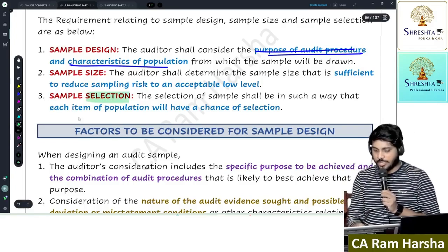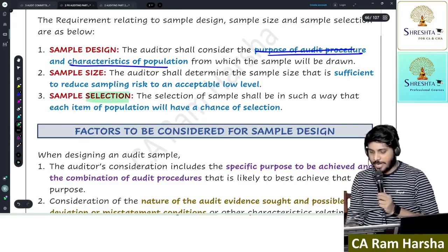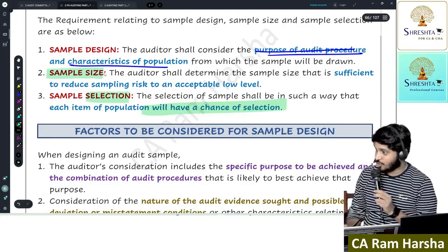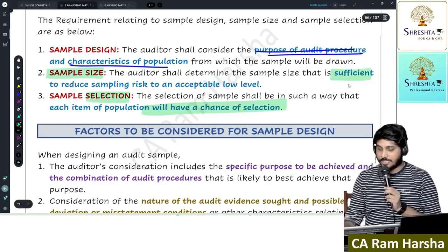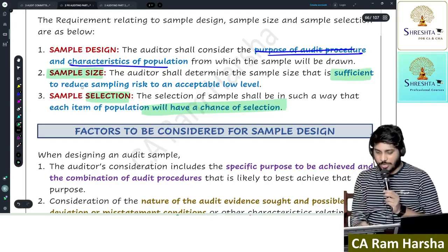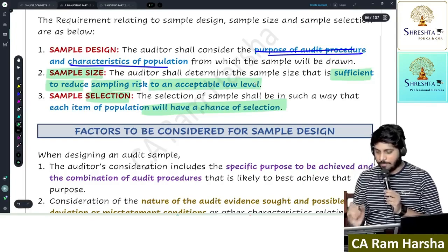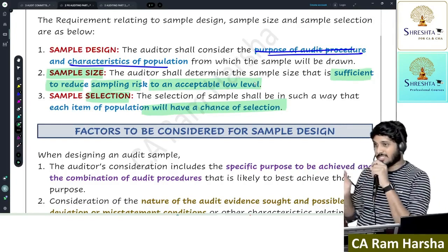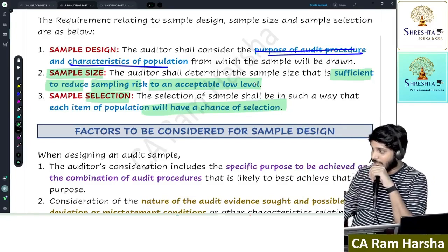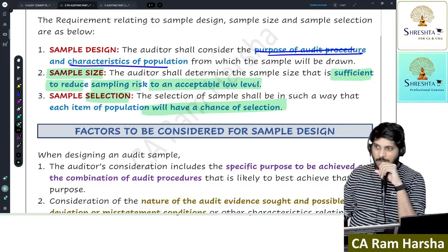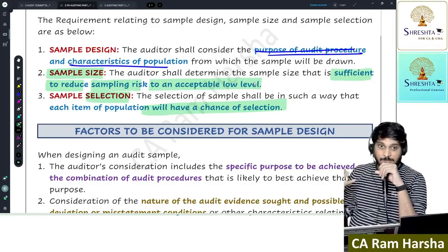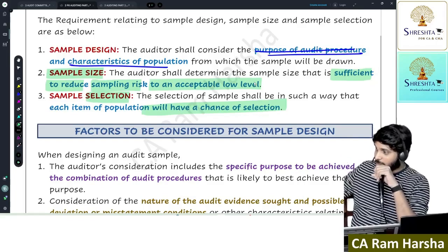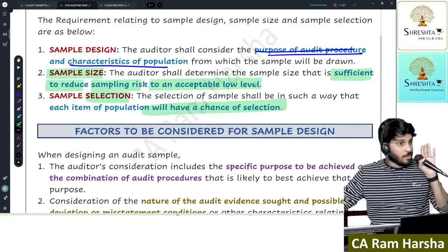Sample selection should happen in an unbiased way. Every item will have a chance of selection. Now, how much sample size will you select? It should be sufficient to reduce sampling risk to an acceptably low level. Sampling risk means the possibility that I may draw wrong conclusions based on the sample. That possibility should reduce, which means I should check more samples.